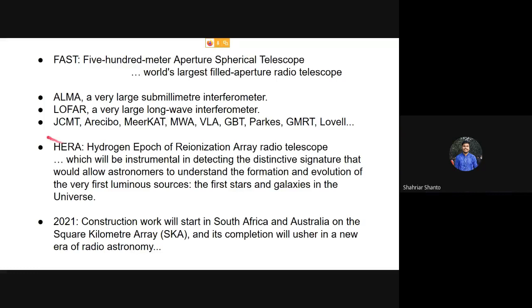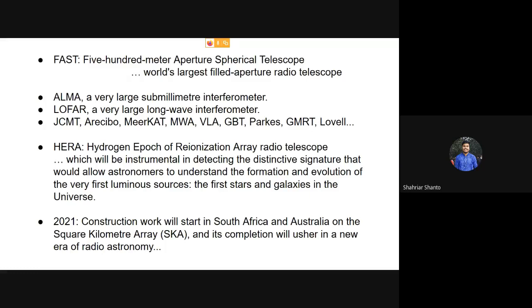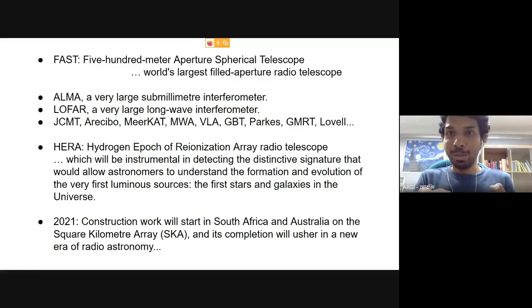So there's HERA, which is the Hydrogen Epoch of Reionization Array, which will be instrumental for detecting distinctive signatures that will allow astronomers to understand formation and evolution of the very first luminous sources. So yeah, I can add something that, you just saw the image of HERA on the Google map just beside MeerKAT.